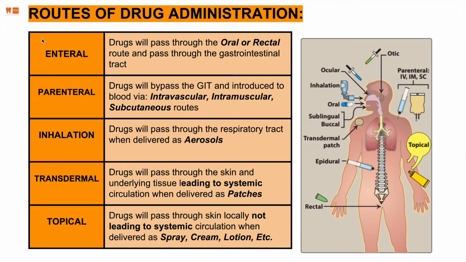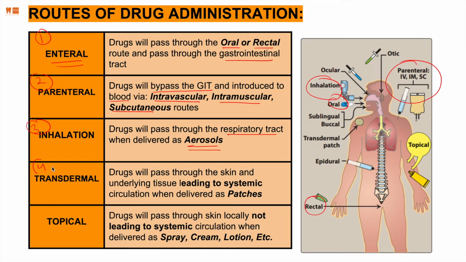Okay, parenteral, enteral, inhalational, transdermal, and topical. So enteral is number one, the drugs that will pass through the oral and rectal route and pass through the GI tract itself. So we got oral and we got rectal. Next is parenteral, the drugs that will bypass the GI, introduced into the blood directly via intravascular or indirectly via intramuscular and subcutaneous. So we got all three routes here. Inhalational, very, very important. Drugs will pass through the respiratory tract and are delivered as aerosols, right here, inhalation, such as drugs that treat asthma.